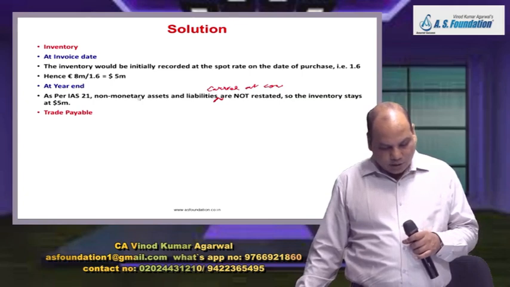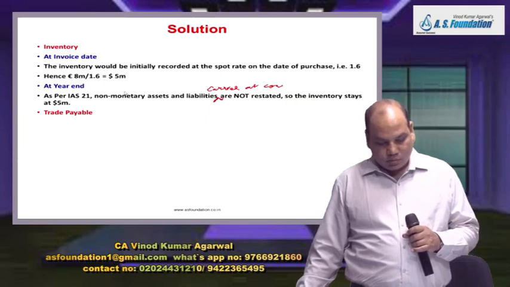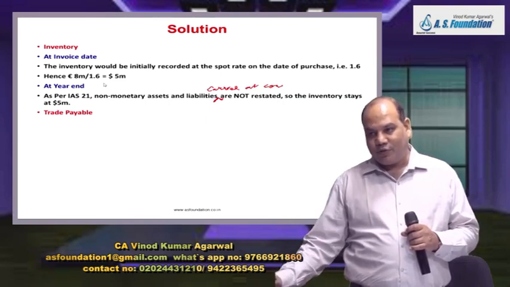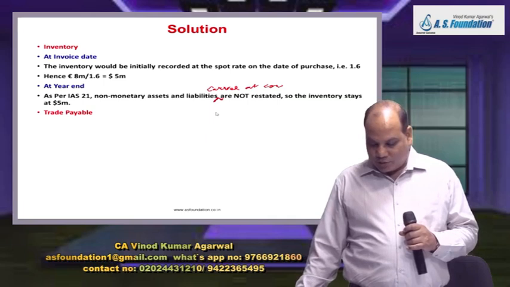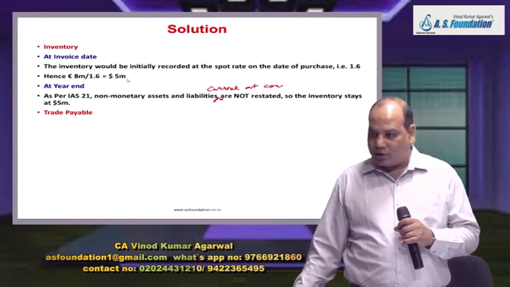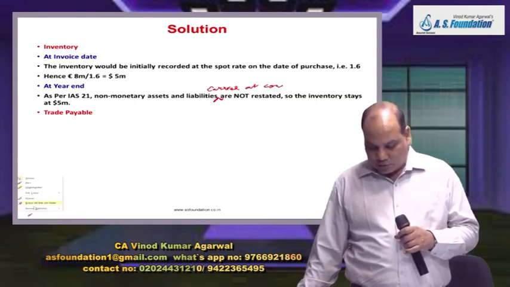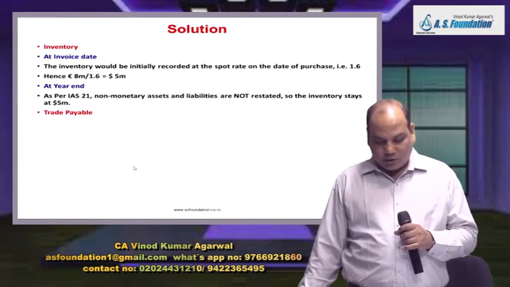But if you try the other rate, it is higher. 8 divided by 1.3 would be even higher. So therefore 5 million is okay. Otherwise it would have given rise to some discussion. So even if I take 1.3 for comparison, still that 5 million will be lower than NRV figure. So as per IAS 21, non-monetary assets and liabilities carried at cost are not restated. So the inventory stays at $5 million.